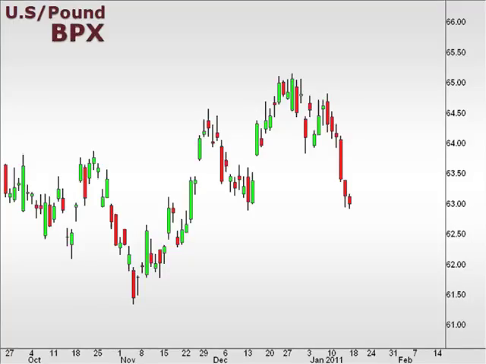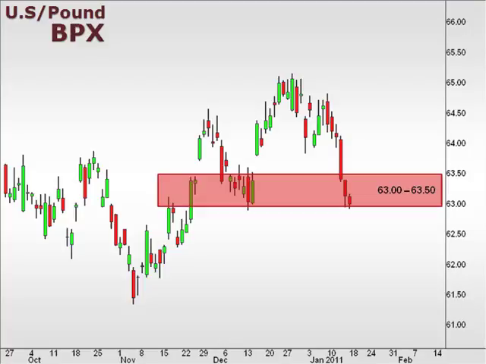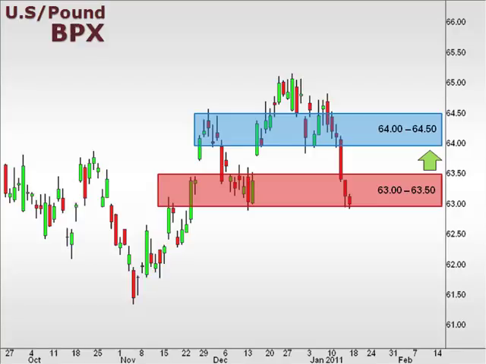Let's take a look at the BPX, the U.S. versus the British pound. Well, the U.S. dollar lost considerable ground against the pound, testing support down here at the 63 level. We should see a retracement of that move, testing the 64.5 level for resistance.